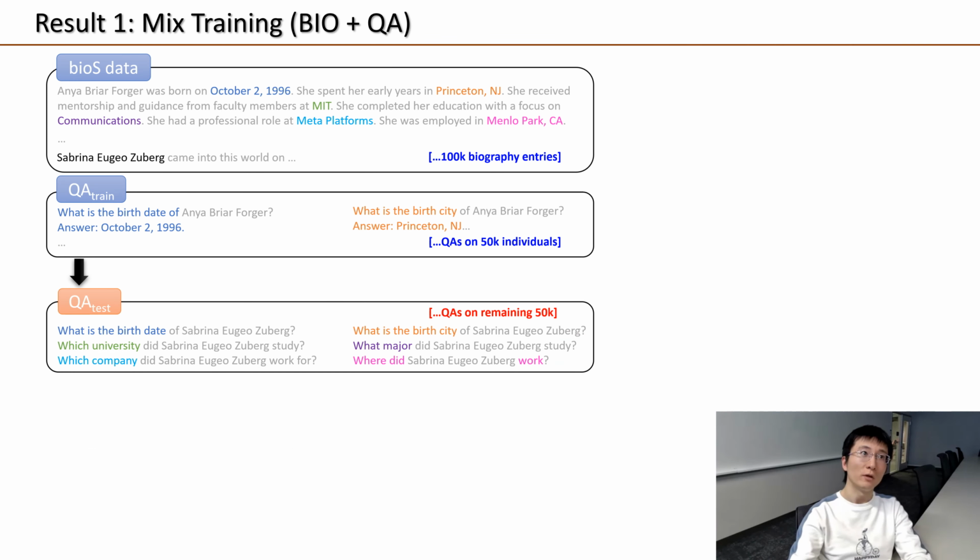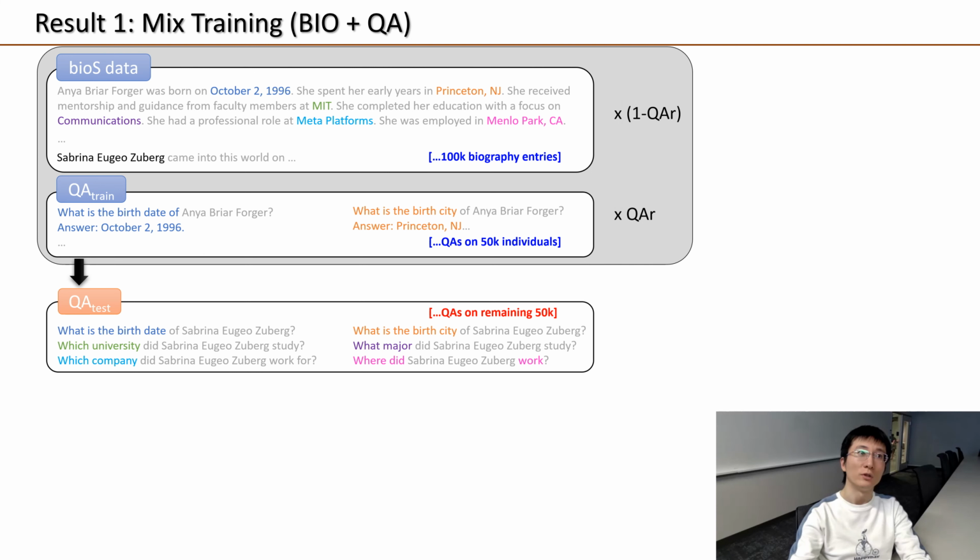So we have a total of 10 results today. The first result I want to show you is what we call mixed training. In mixed training, we just put together all the bio data and all the QA data of half of the individuals as the training data, with a ratio that we call QAR to control the number of tokens we see for the QA data. And 1 minus QAR is the fraction that we see from the bio data. So we put them all together into the pre-training, and we do the next token prediction task.